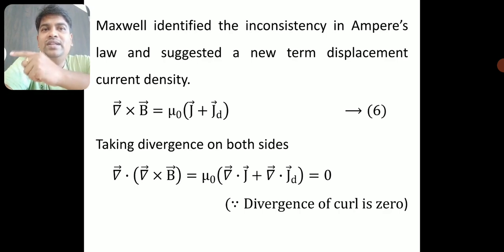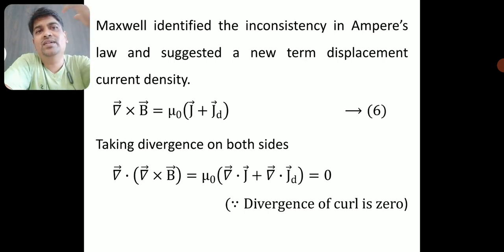Displacement current density is ∂D/∂t. It's the rate of change of the displacement vector. So we have to substitute some quantity here to make this law consistent with the law of conservation of energy, and that quantity was identified by Maxwell, and he suggested it has to be a displacement current density.